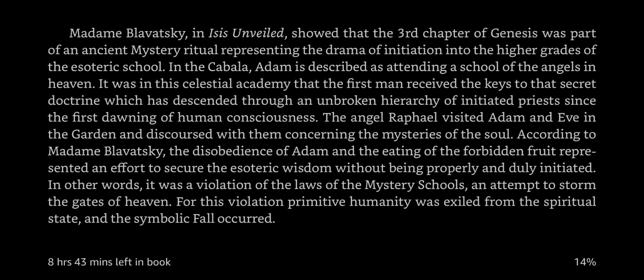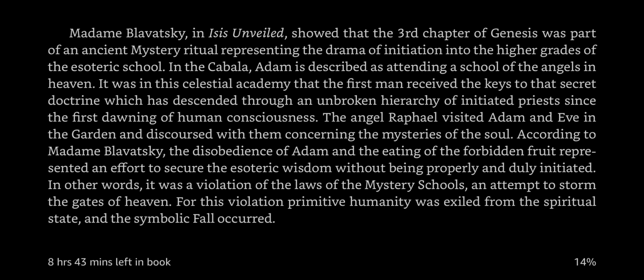Madame Blavatsky, in Isis Unveiled, showed that the third chapter of Genesis was part of an ancient mystery ritual representing the drama of initiation into the higher grades of the esoteric school. In the Kabbalah, Adam is described as attending a school of the angels in heaven. It was in this celestial academy that the first man received the keys to that secret doctrine which has descended through an unbroken hierarchy of initiated priests since the first dawning of human consciousness. The angel Raphael visited Adam and Eve in the garden and discoursed with them concerning the mysteries of the soul.